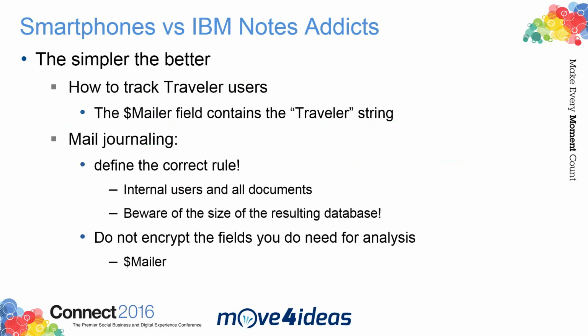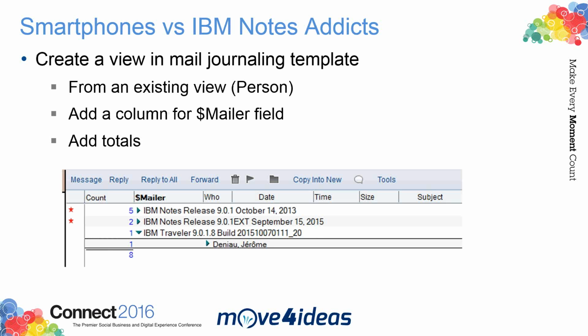So how to track Traveler users? You can also use the $mail field, because the $mail field in mail journaling will contain the Traveler string. So you can define the correct rule, and you do not encrypt the $mail field. This way you will be able to have the information. For instance, I created a view in the mail journaling template, and I'm able to see who is using Traveler, for instance me, and which version of Traveler I'm using. So I can add some totals, and I can know how many mails were sent with Traveler or from the Release 9 Notes client.